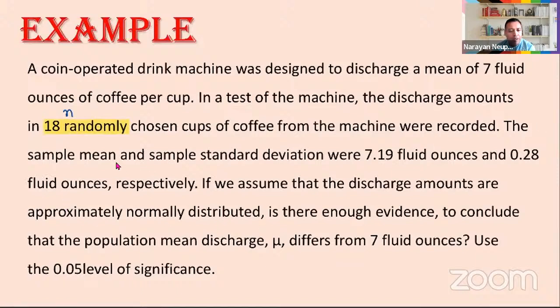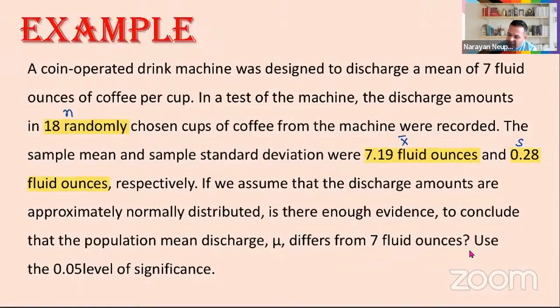And they found that the sample mean and sample standard deviation, both from the sample, are as follows. Sample mean 7.19 and sample standard deviation 0.28. That's your S. If we assume that the discharge amounts are approximately normally distributed, is there enough evidence to conclude that the population mean discharge differs from 7 ounces?